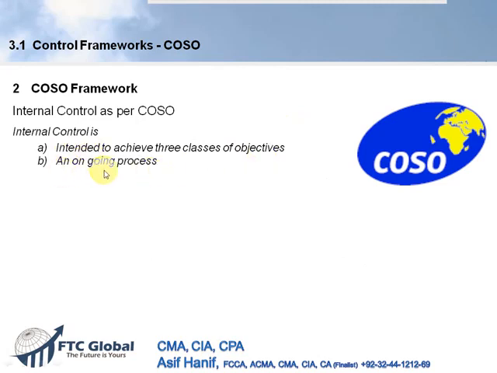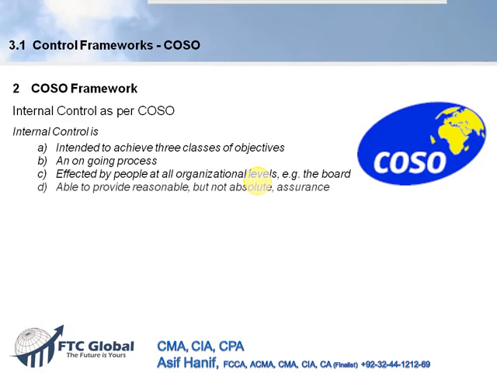Internal control is an ongoing process. It's a continuing process in an organization that interacts with its day-to-day operations. And who is responsible for designing and implementing internal control? It is designed, drafted, and implemented by the management at all levels in the organization. Internal auditors are not responsible for drafting or designing any internal control system. So it is affected by the people in the organization, the board, the executive management, etc.